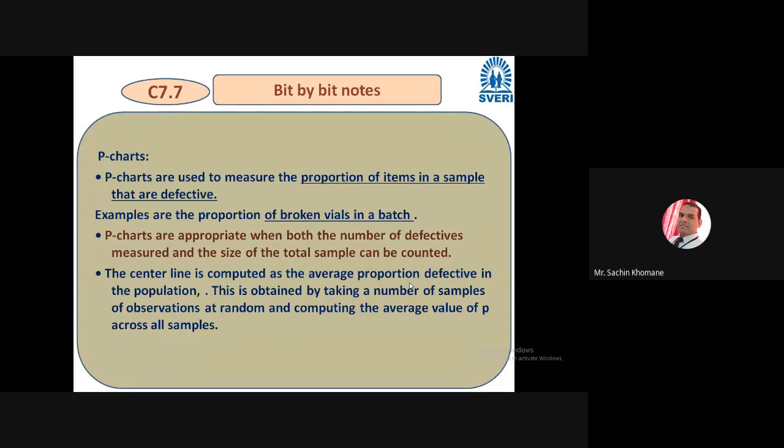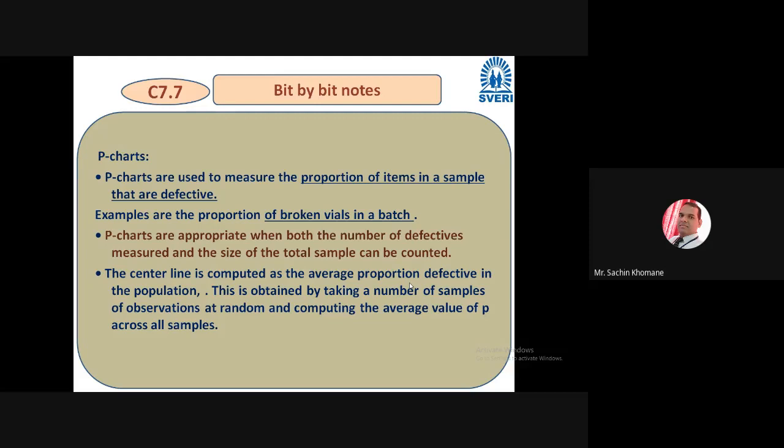P charts are appropriate when both the number of defective items and the size of the total sample can be counted. The center line is computed as the average proportion defective in the population. Population means sample, you can say. And this is obtained by taking a number of samples of observations at random and computing the average value of P across all samples.